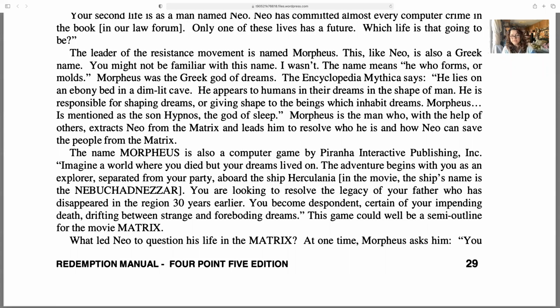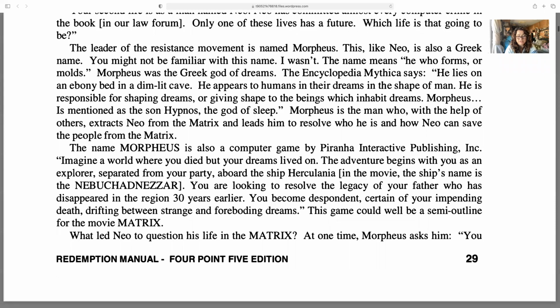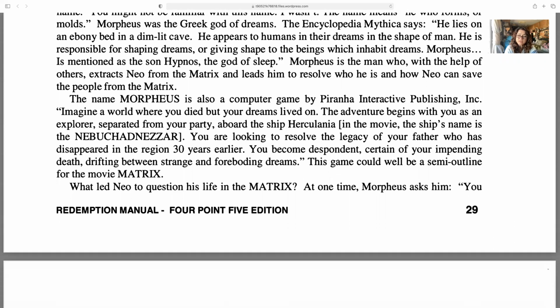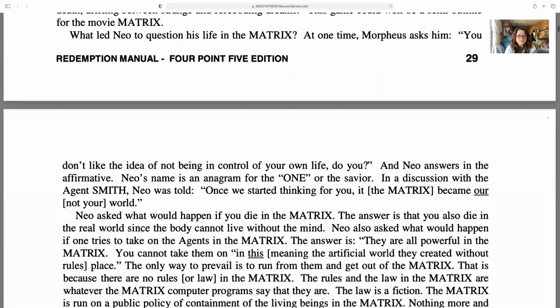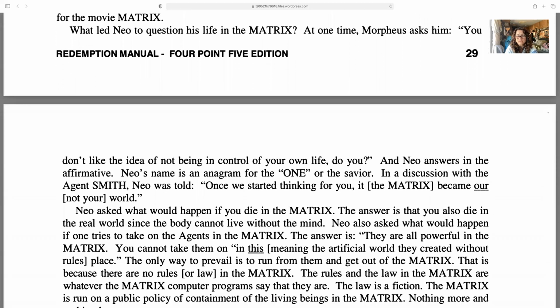This game could well be a semi-outline for the movie Matrix. What led Neo to question his life in the Matrix? At one time, Morpheus asked him, "You don't like the idea of not being in control of your own life, do you?" And Neo answers in the affirmative. Neo's name is an anagram for the One.